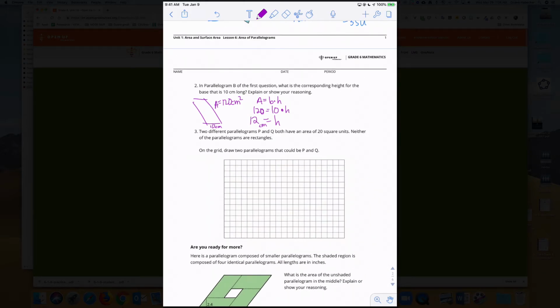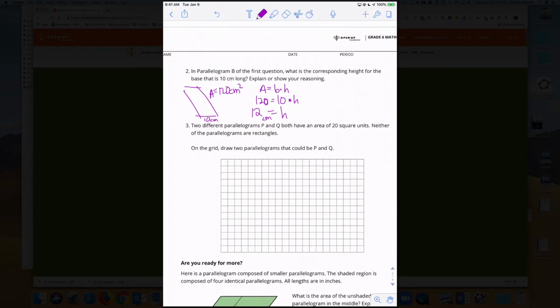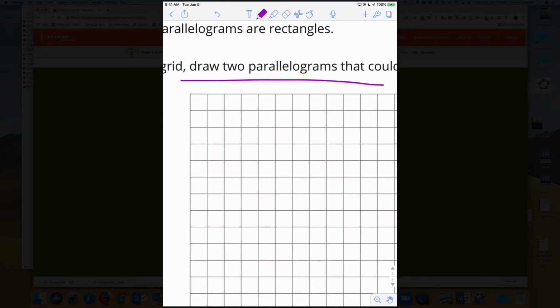Number 3: two different parallelograms, P and Q, both have an area of 20 square units. Neither of the parallelograms are rectangles, and we're supposed to draw these two parallelograms. So we know if a parallelogram has an area of 20 square units, it could have a base of 5 and a height of 4. I reversed it earlier, but it could have a base of 5. So there's my base of 5.